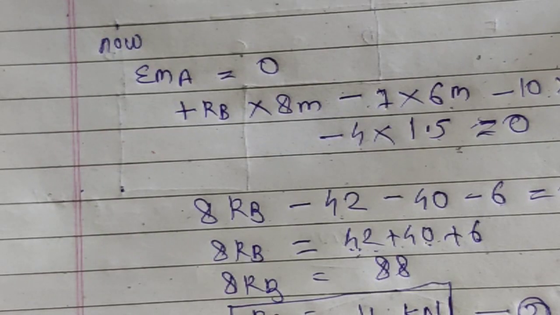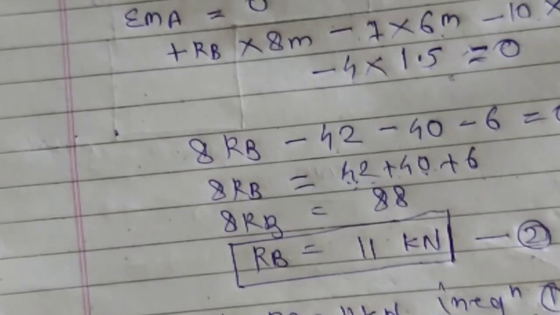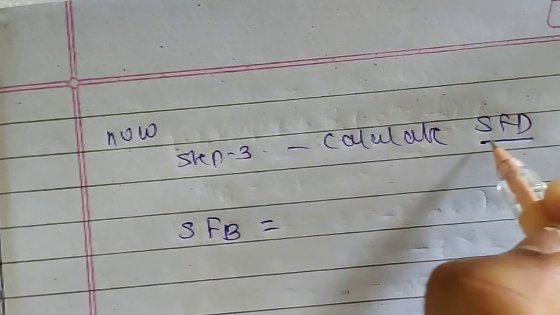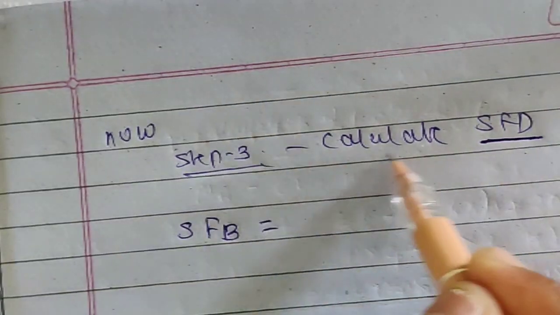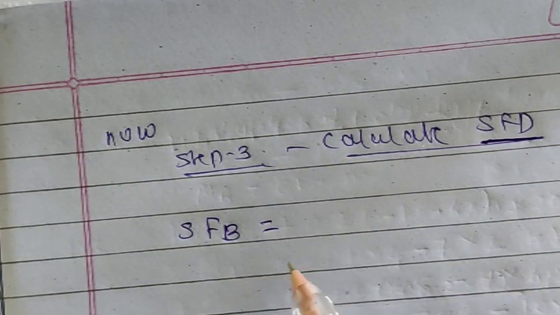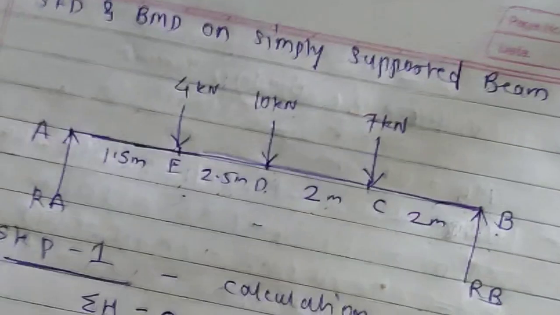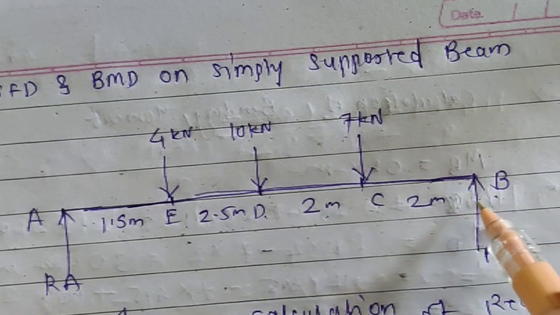So we calculate RA value and RB value. Okay, now we will calculate shear force at each and every point. So this is step 3, calculate SFD. So first we calculate SFD at B point. Okay, so we will calculate SFD at B point.